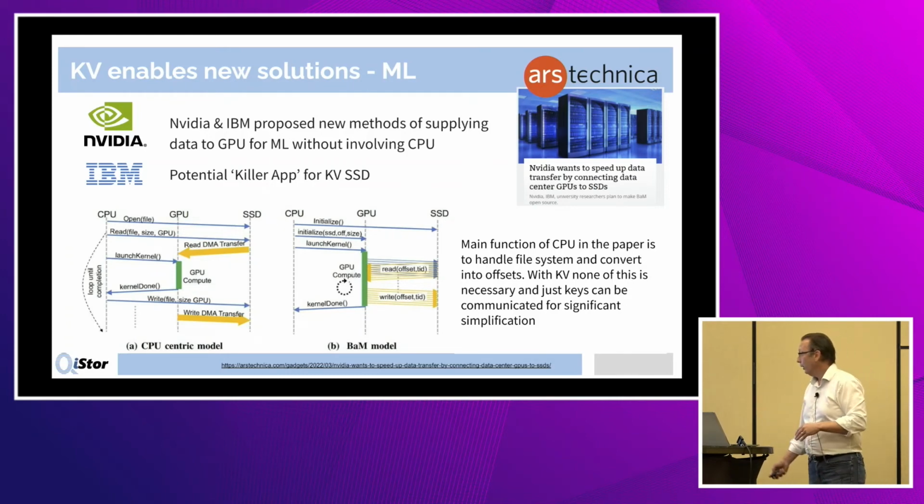Now, can you imagine what this would be like with the KV SSD? The CPU would just tell the GPU, these are the objects you need, and the GPU could just issue the commands. It doesn't need to worry about the file system or offsets. It can interact directly with the KV SSD, and the CPU is not involved at all beyond that initialization step. So I think that would be a very interesting application for a KV SSD.